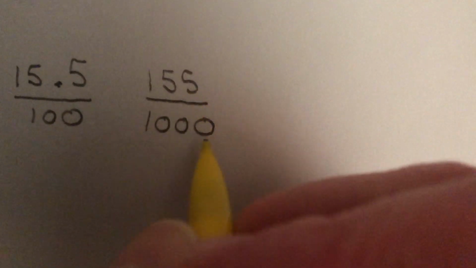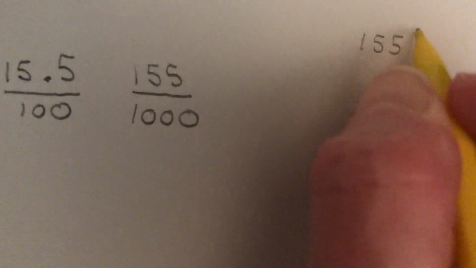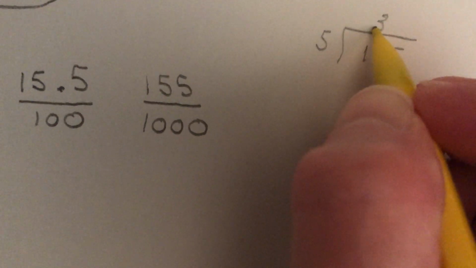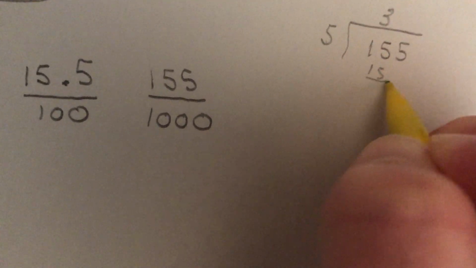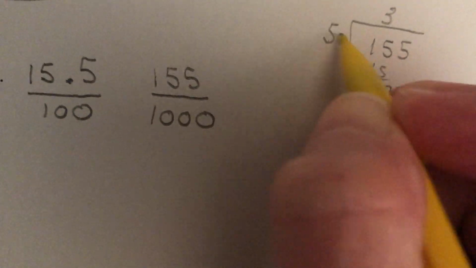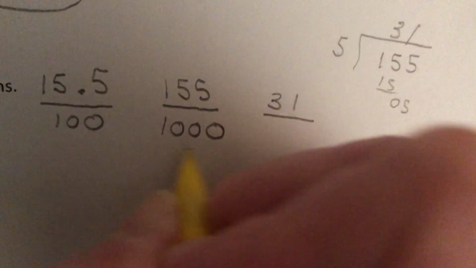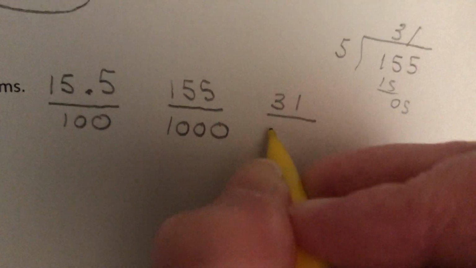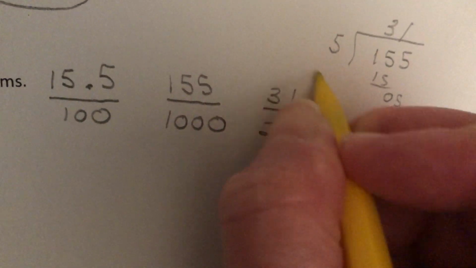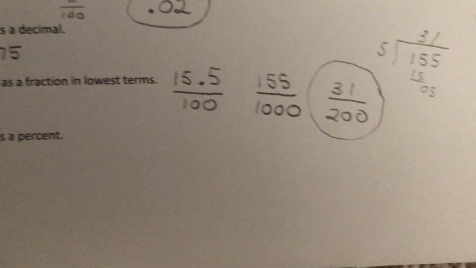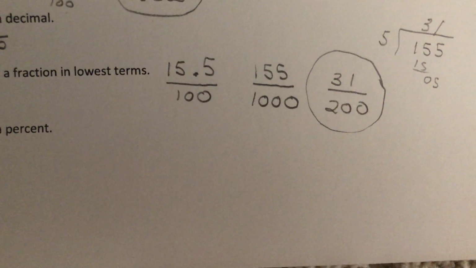So I notice that these are both going to be divisible by 5, so 155 divided by 5, that's going to be 3 times 5 is 15. Bring down the 5, and then 5 goes into 5 one time. So that's 31, and then 1,000 divided by 5 is 200. So as a fraction in lowest terms, 15.5% is 31 over 200.